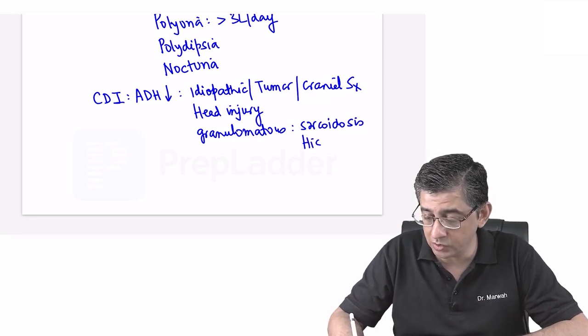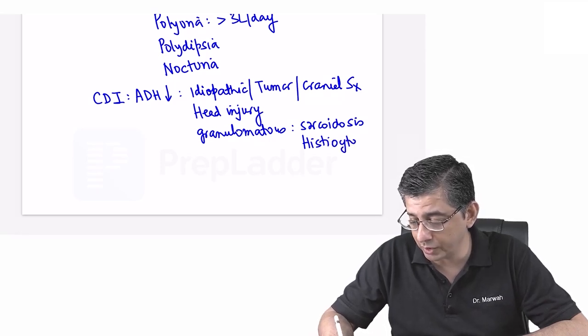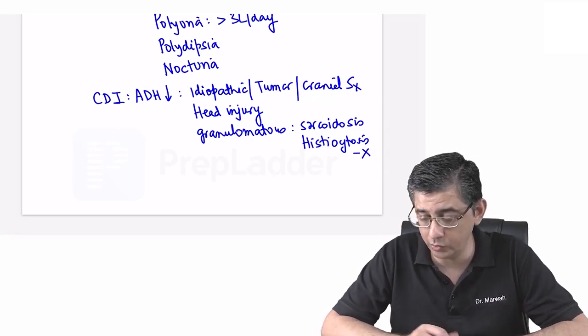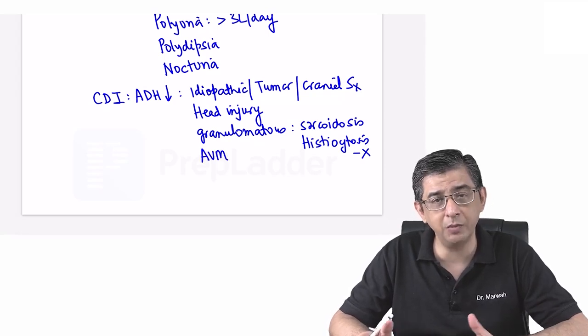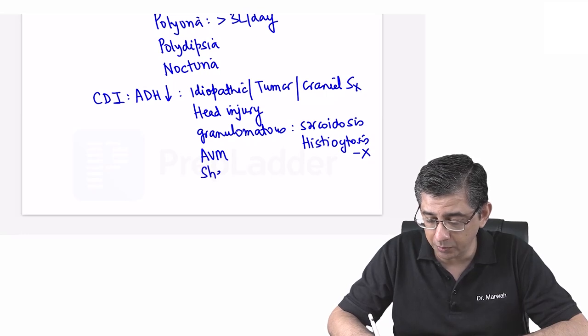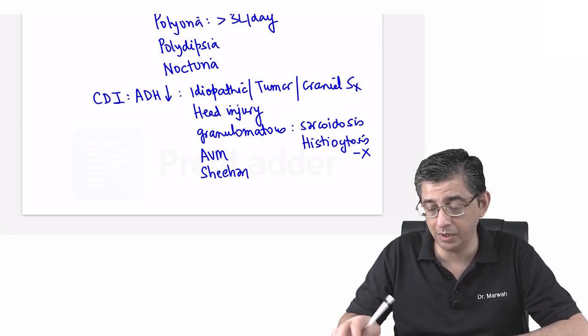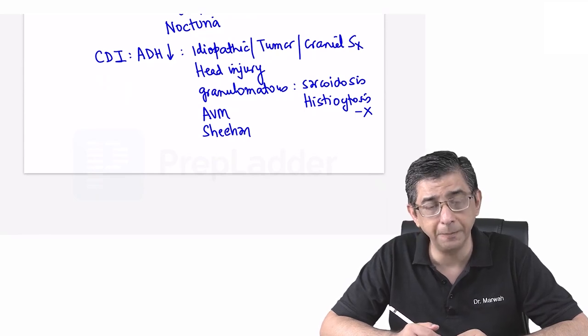And the granulomatous disorder which is more common in the pediatric age group is histiocytosis X. This is where you read about those classical Birbeck granules. And then there are arteriovenous malformations. If they rupture and damage the posterior pituitary, there could be Sheehan syndrome, which has been discussed separately, where there could be postpartum pituitary damage, and therefore the posterior pituitary can also be impacted.